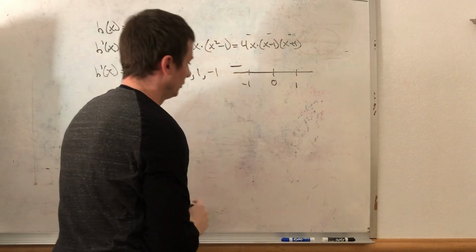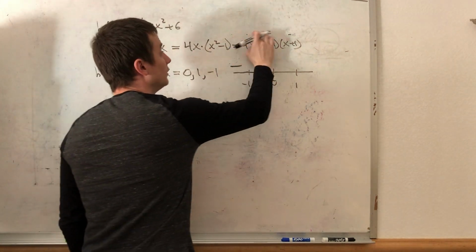In between -1 and 0, we have to plug in a point. We'll plug in -1/2.